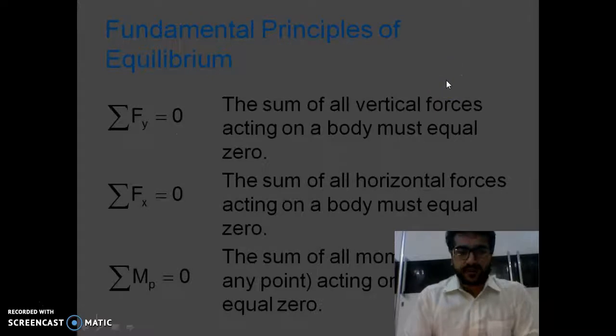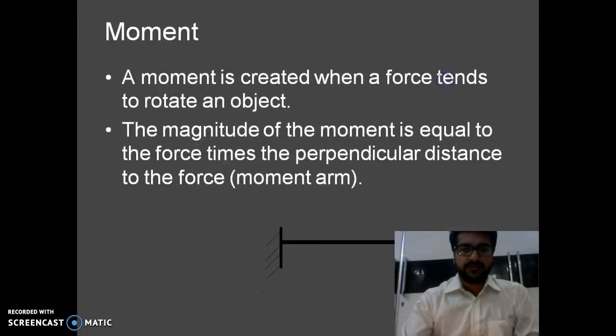So the fundamental principles of equilibrium state that if the beam is to be in static equilibrium, these three conditions must be satisfied. The summation of forces in the x and y directions should be equal to 0, and the summation of moments throughout the beam should be equal to 0, so that it remains under equilibrium. So this is the basis of our analysis, that any point, any cross section in the beam must be under equilibrium. So let me first of all define what a moment is.